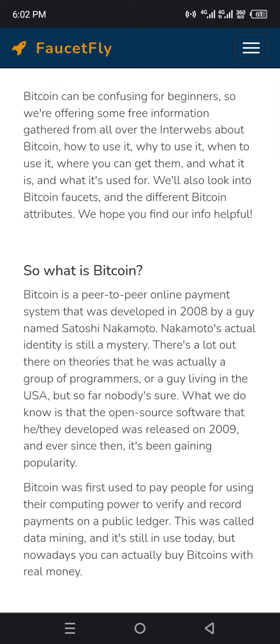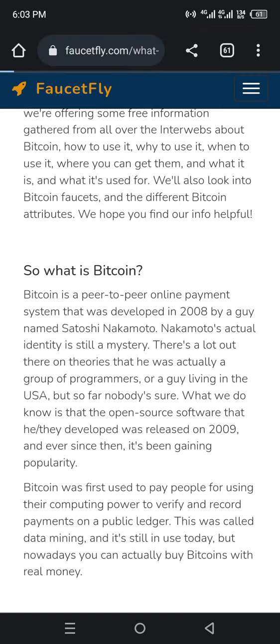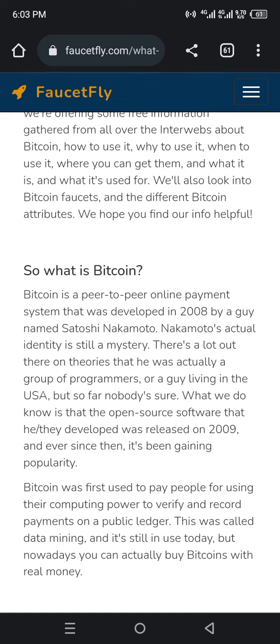Bitcoin was first used to pay people for using their computing power to verify and record payments on a public ledger. This was called mining. So Bitcoin was first mined by means of a public ledger, because this is a new idea, so it has to gain some kind of traction or popularity. So the best way the guy thought of to make it popular was to make it a reward that you can gain once you're making use of it.